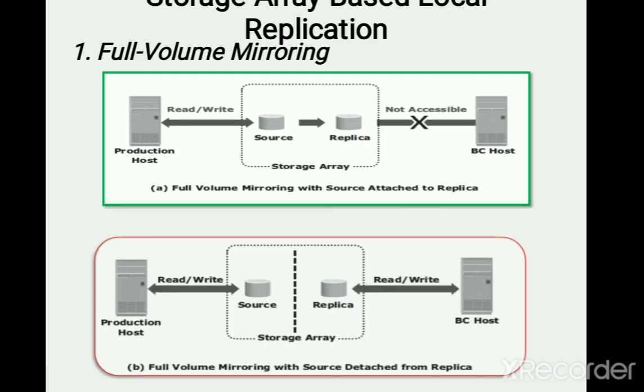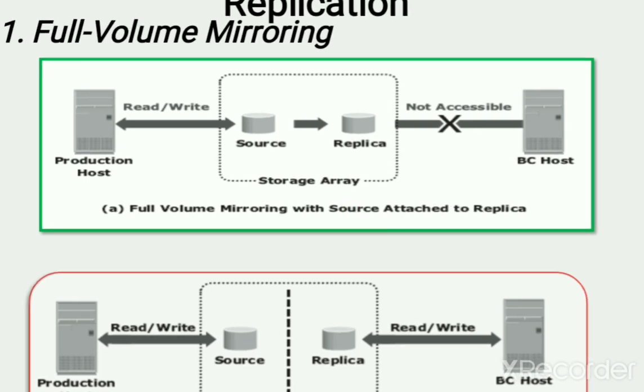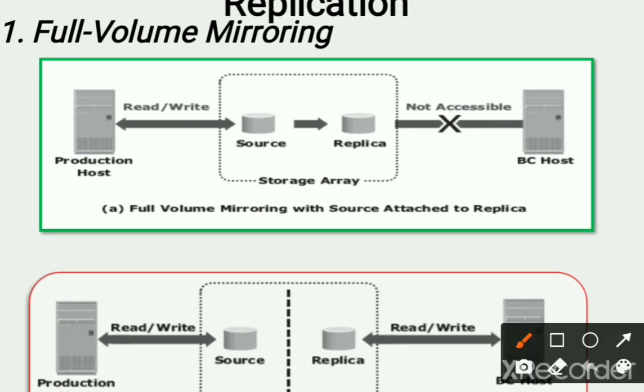Moving on to the next one, the storage array replication, in which again we have three types. The first is full volume mirroring, the second is pointer based full volume replication, and the third is pointer based virtual replication. In full volume mirroring, as you can check in this image, we have the production host, the source, the replica, and the BC host. What does BC host mean? It is the business continuity host that is requesting the data.